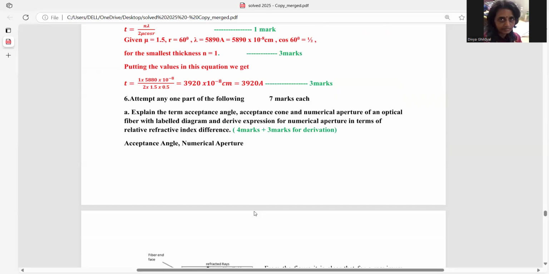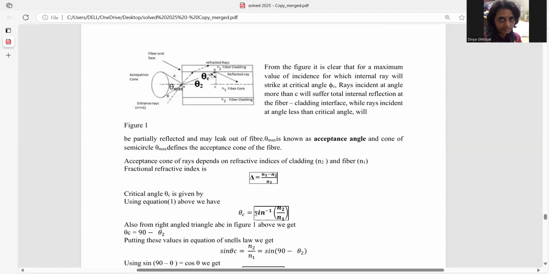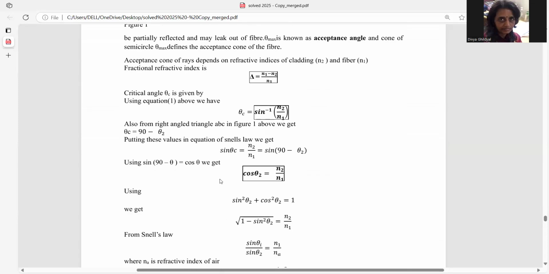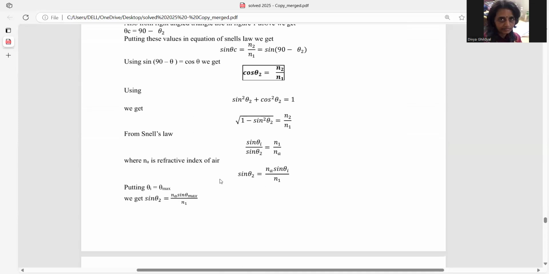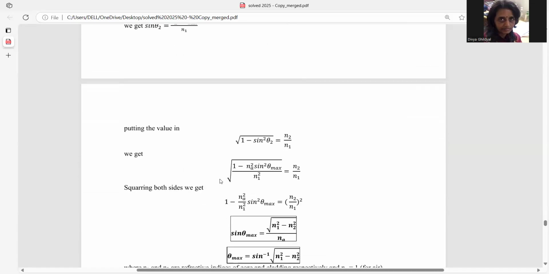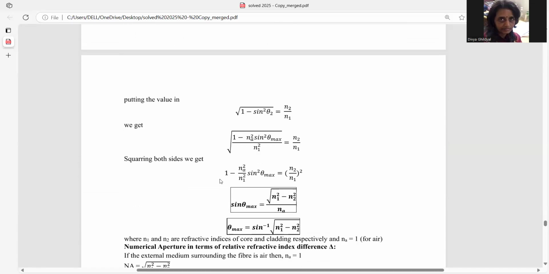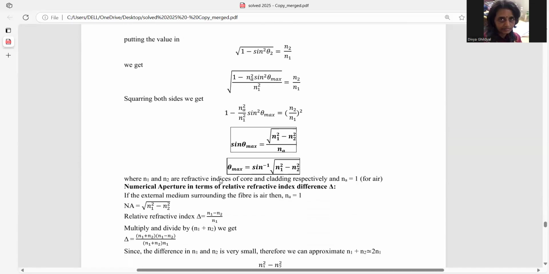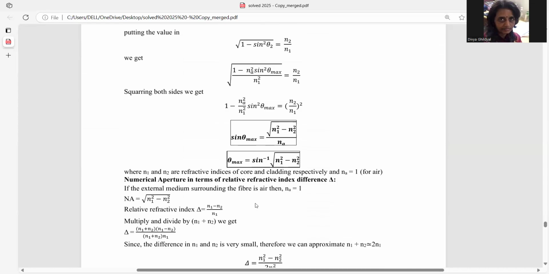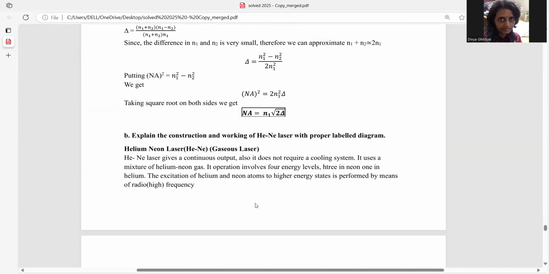Explain the term acceptance angle, acceptance cone, numerical aperture, and diagram this. Okay, so proper diagram with labeling, as you can see in front of the screen here. And then numerical aperture, acceptance angle, simple step-by-step derivation, and you get it for this refractive index. They are asking you this derivation, numerical and this here.